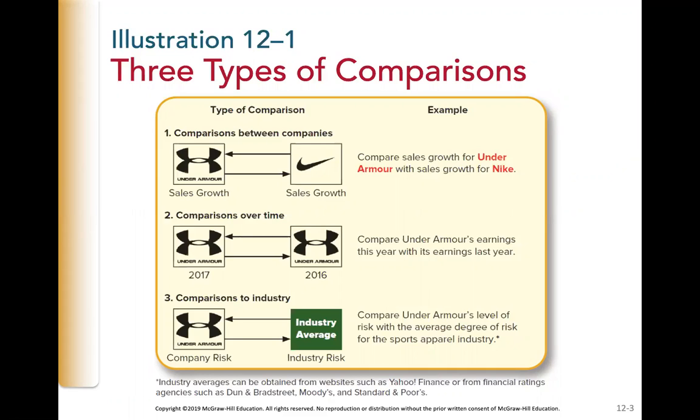Ratios are most useful when compared to a standard. The standard of comparison may be the performance of another company, last year's performance of the same company, or average performance of the companies in the same industry. So as you see in this illustration, there are three types of comparisons. We could compare Under Armour to Nike, so we have a comparison between companies. We could have a comparison of Under Armour in 2017 to 2016 to see how earnings have done over time. Or we could compare Under Armour to the sports apparel industry average to see how they're doing compared to the industry.